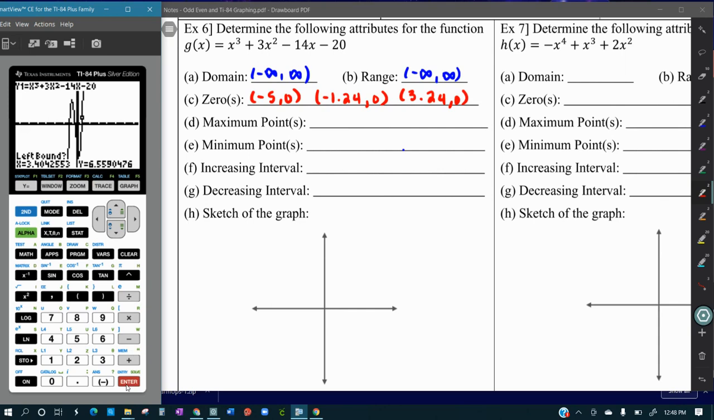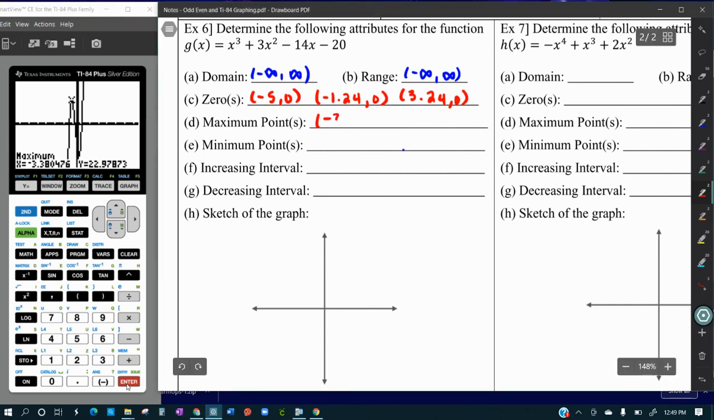And it's going to ask you the same questions, left bound and right bound. So here's the max. I need my little blinking cursor on the left side of that turning point, which would be somewhere over here. You can even have it way down there, doesn't matter. Left side of the turning point. Press enter. Now it asks you to go on the right side of the turning point. And so this is the right side. Enter. And ask it to guess where the maximum is. So here's our maximum point at -3.38, 22.98. There's the max.